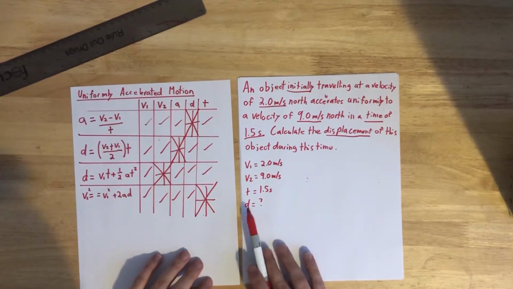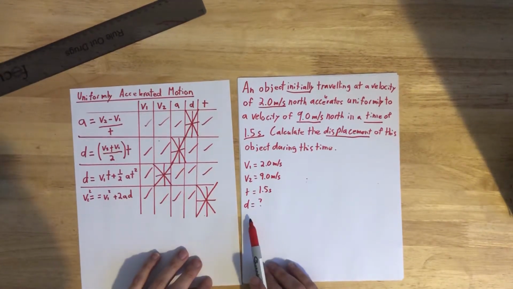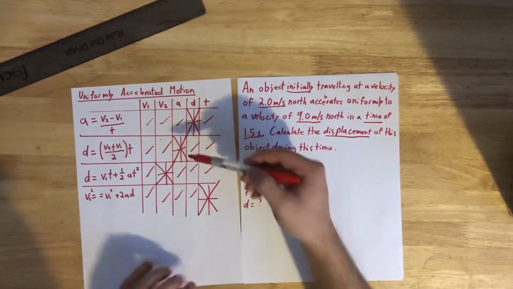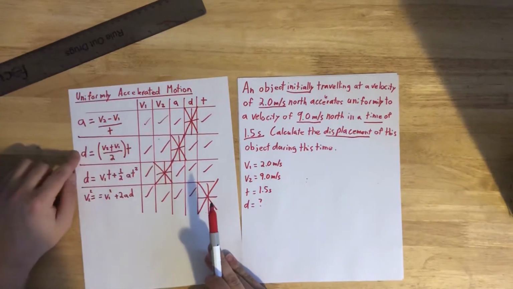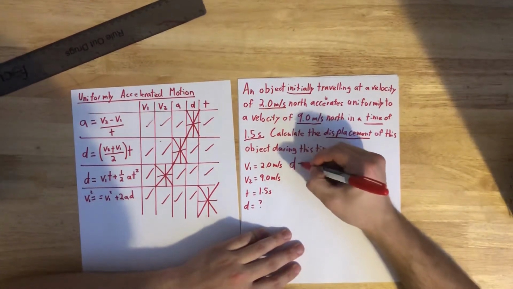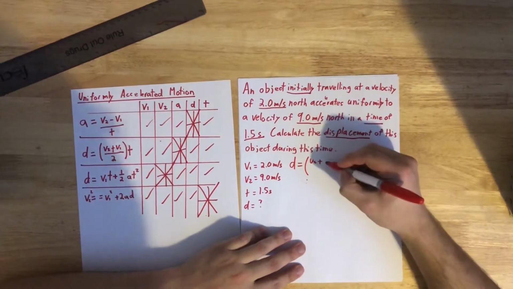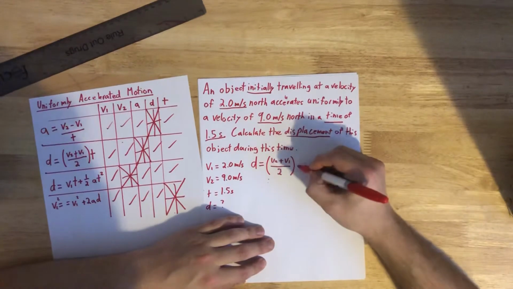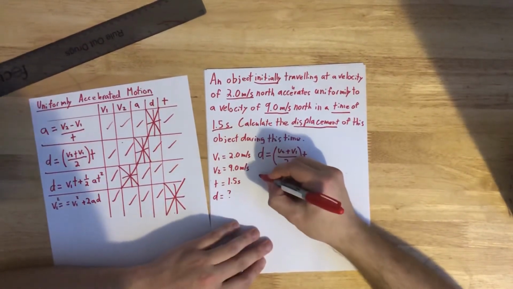So now what we're going to do is look at what we got and what we're missing. So we're looking for d, but we don't have acceleration in this problem. So if we look at the top here, we look for acceleration, we say, okay, this one does not have acceleration. It has v1, v2, d, and t. This is the equation that we need. All right, so let's start filling that in. So d is equal to v2 plus v1 over 2 times time.